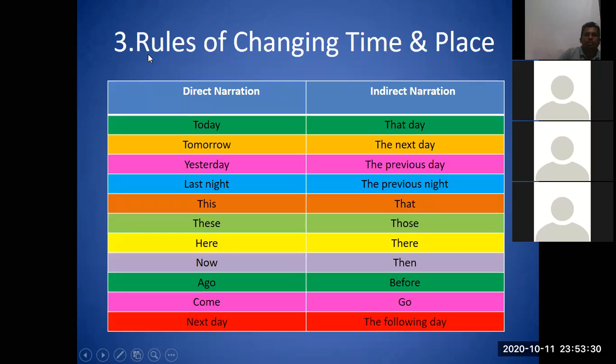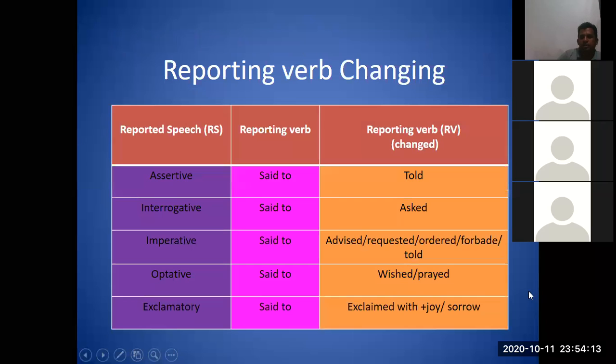Now rule number 3, the rules of changing time and place. In direct narration, today will be changed into that day, tomorrow the next day, yesterday the previous day, last night the previous night, this, that, these, those, here, there, now, then, ago, before, come, go, and next day, the following day, etc. You have to memorize these changes because frequently we use them in indirect speech.